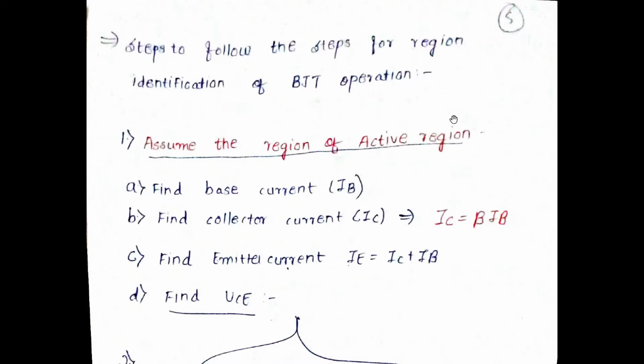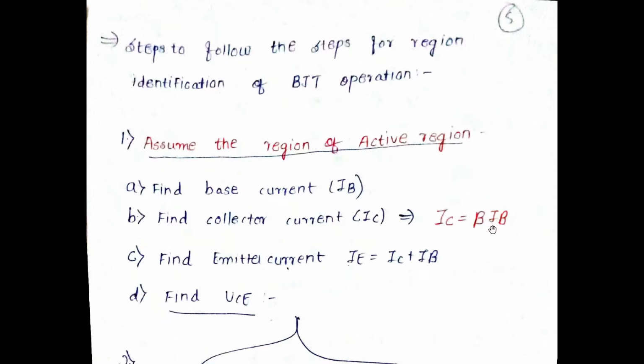Then we will have to find out the base current. Since it is the active region, I have the formula IC is equal to beta times IB. If it is not the active region, this formula doesn't hold true. I repeat, if it is the active region, we have IC is equal to beta times IB. But if it is not the active region, IC is not equal to beta times IB.